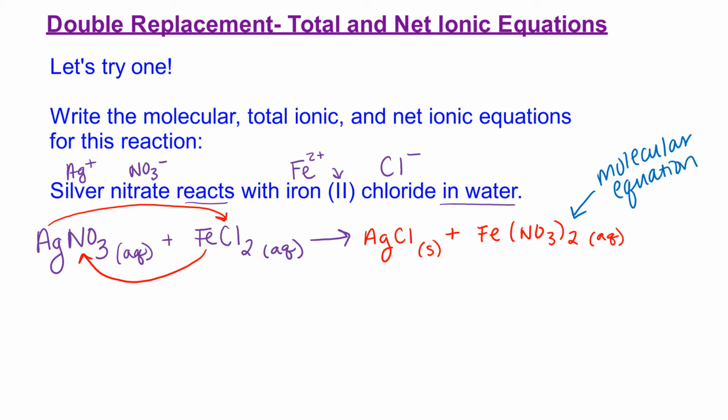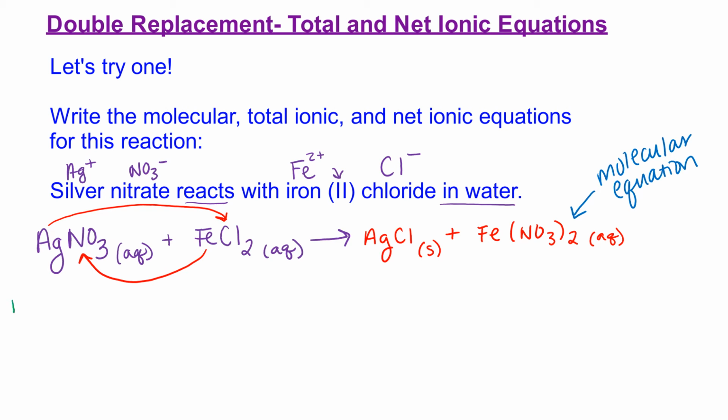So now that we have our molecular equation, we need to write the total ionic equation. So the first question I'm going to ask you is, what kind of compounds can we split into ions, and which kind of compounds have to stay as they are in the equation? Hopefully you wrote down that the compounds that will split into their ions are anything that's aqueous, and the things that are solid are going to stay as they are. So now let's write our total ionic equation.